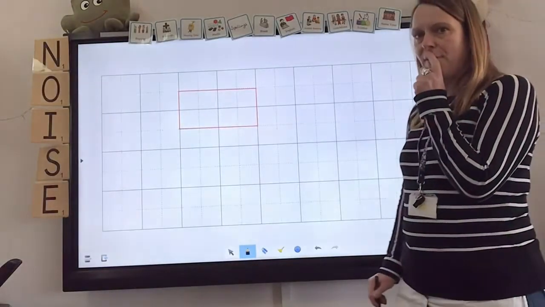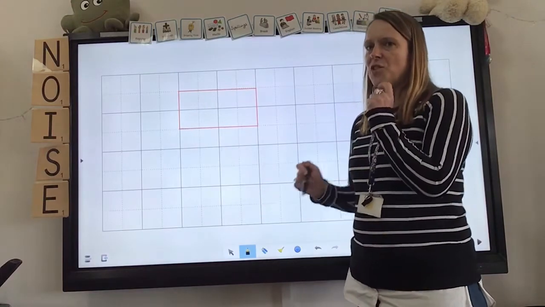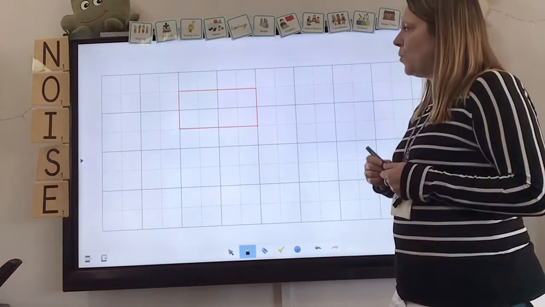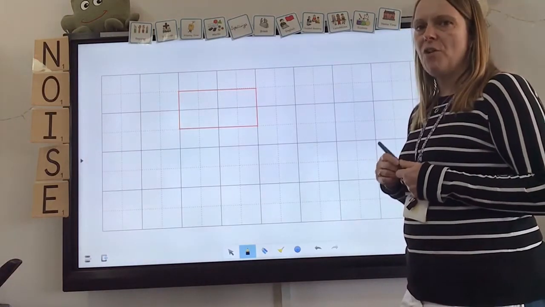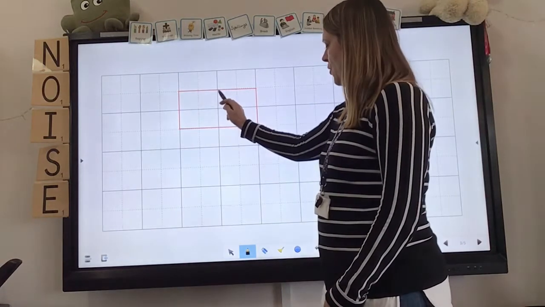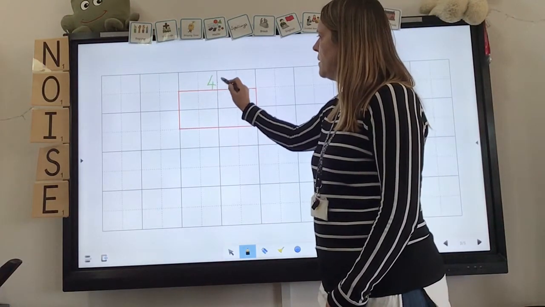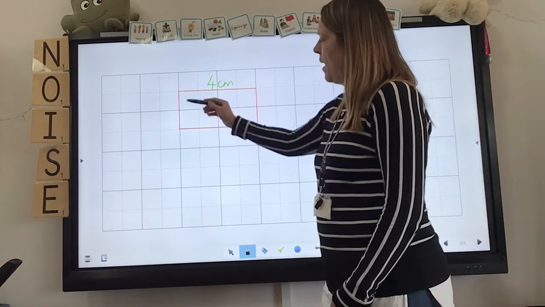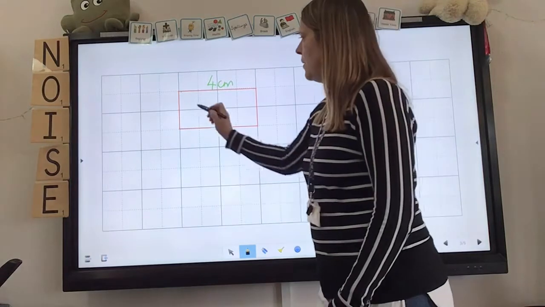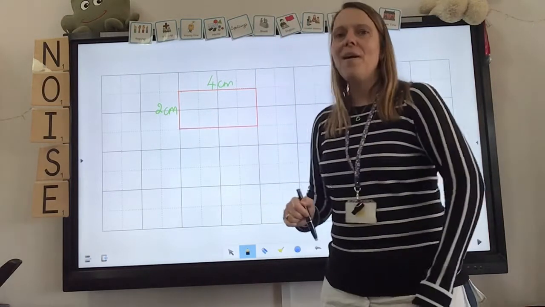So I have an oblong, or a rectangle here, and each square is worth 1 centimetre. Okay, so what are the dimensions of my rectangle? Well, how many squares do we have going along the top? We have 1, 2, 3, 4, don't we? So it's 4 centimetres and 1, 2 going down. So 2 centimetres going down, and we can work out the area.